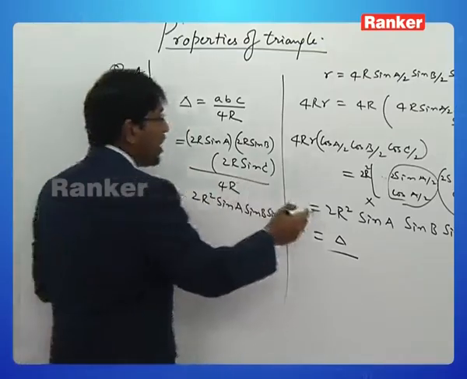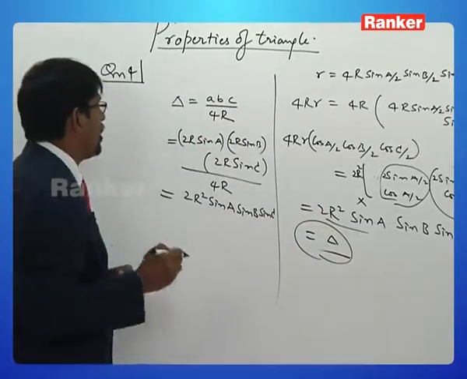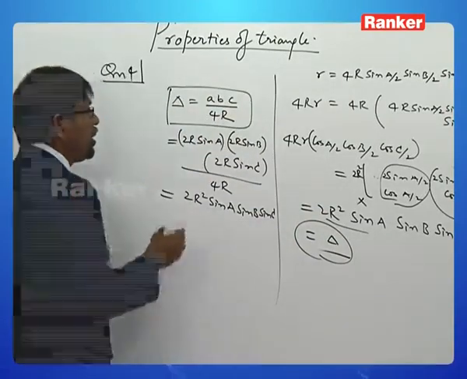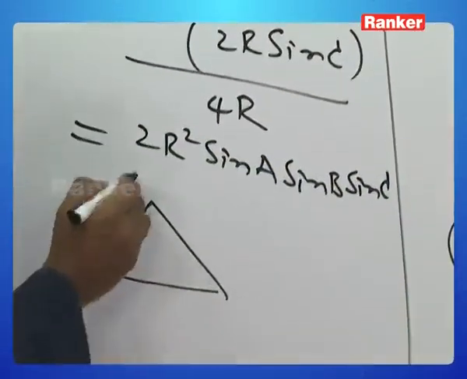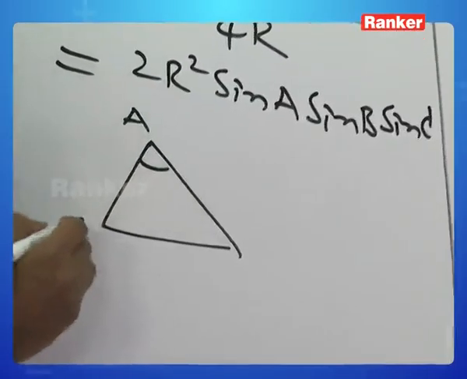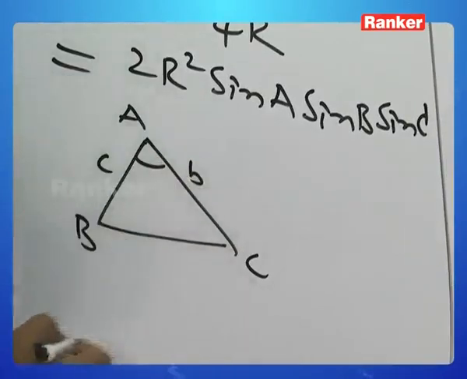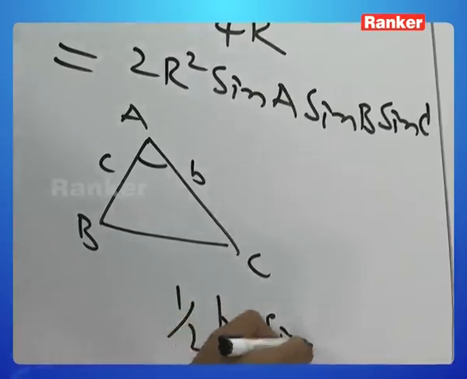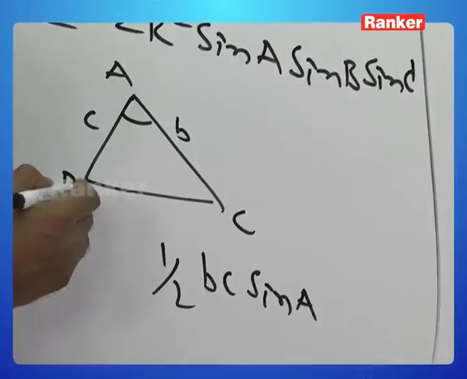Right. So, this 2r square sin A sin B sin C is actually delta there. But then this is also an important formula that you need to remember. It actually comes from here, delta, the area of the triangle, I can say is given by, this is small c and small b. Half bc sin A gives us the area. Okay, half bc sin A.